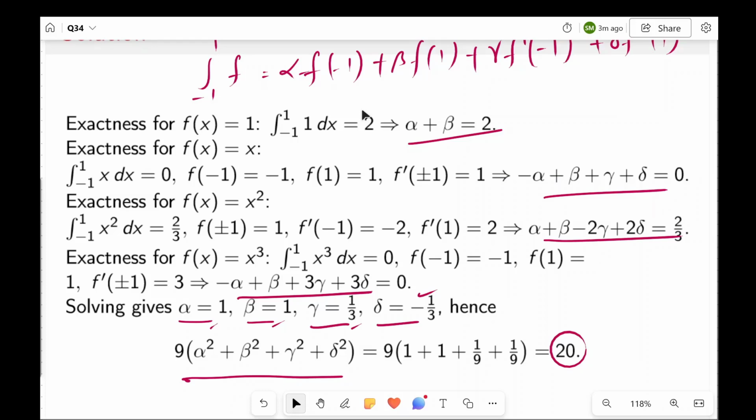The point is that you need to get four equations involving alpha, beta, gamma, delta. That's why you can consider four polynomials of different degrees. So finally, you will get four equations, and after solving them, you will get the values of alpha, beta, gamma, delta, and that's how I have done the solution. Okay. So the final answer is 20.